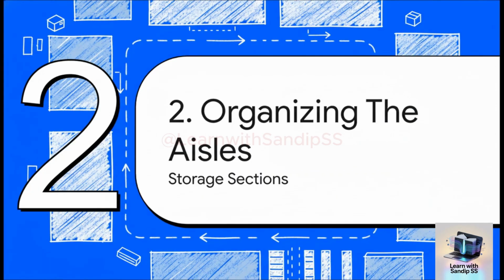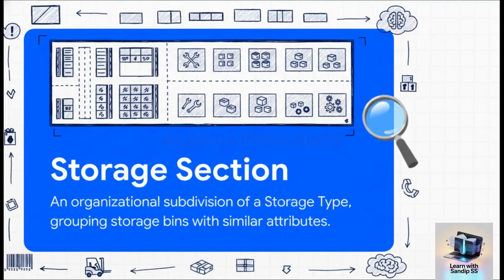Okay, so we've got our big zones mapped out. Now, we're going to zoom in a level deeper. We need to bring some order to the space within those zones. It's kind of like going from the neighborhood level down to a specific street. And this is where storage sections come into play. So the official definition says we're subdividing. We're taking one of those big storage types and we're slicing it into smaller, much more manageable pieces. The key phrase here is grouping things with similar attributes.